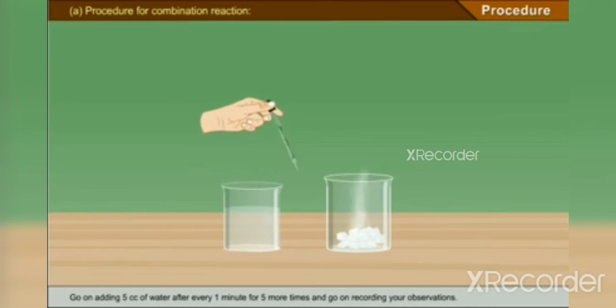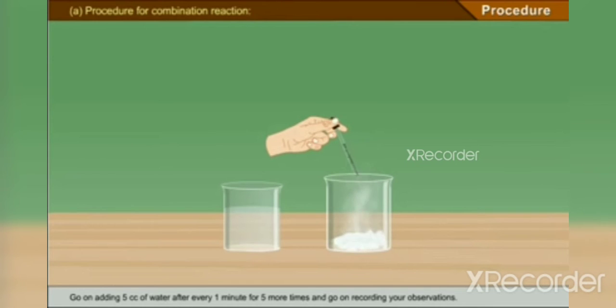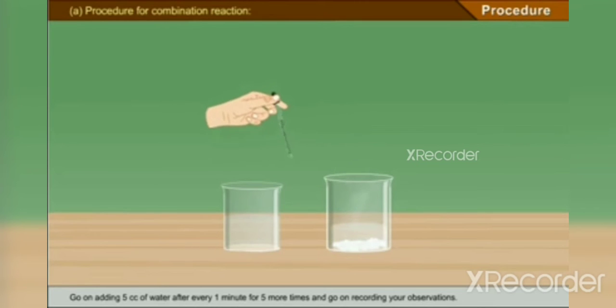Now we have to fill a dropper with water, and pour nearly 5 to 10 cc in the beaker or china dish, whatever we have taken. We should note down the observation. Again we have to pour 5 to 10 cc of water and go on recording the observation. You have to repeat this procedure 4 to 5 times.